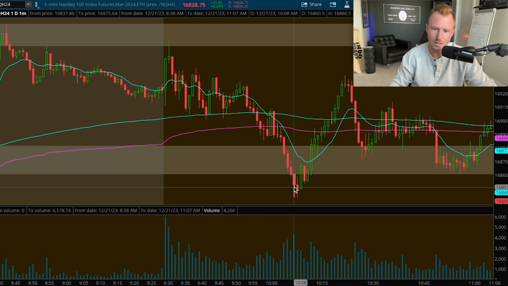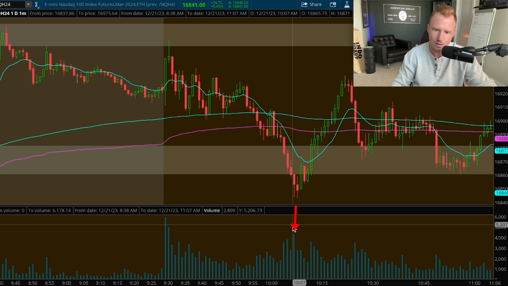So as you can see, we had a decent reversal candle, but if you look on here, look at the volume, right?